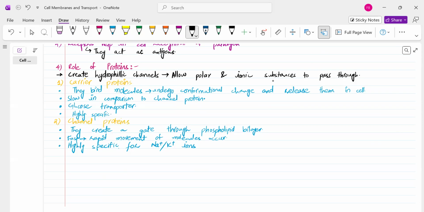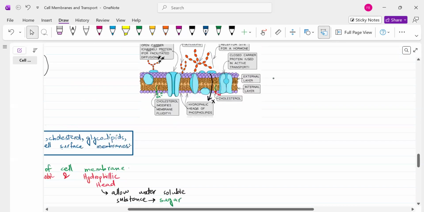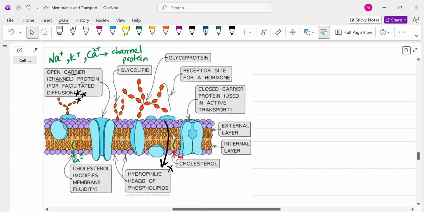So if you want water, polar molecules or ions to pass through the cell membrane, you need some specific channels, and these are hydrophilic in nature. They will allow polar and ionic substances to pass through, and all the non-polar things can easily diffuse through the cell membrane. Why? Because the major portion of the center is made up of a fatty layer. If you see this, are you clear with what I am telling you? Okay.